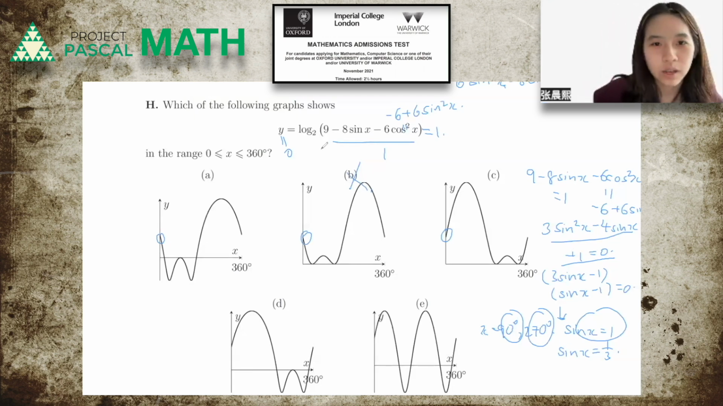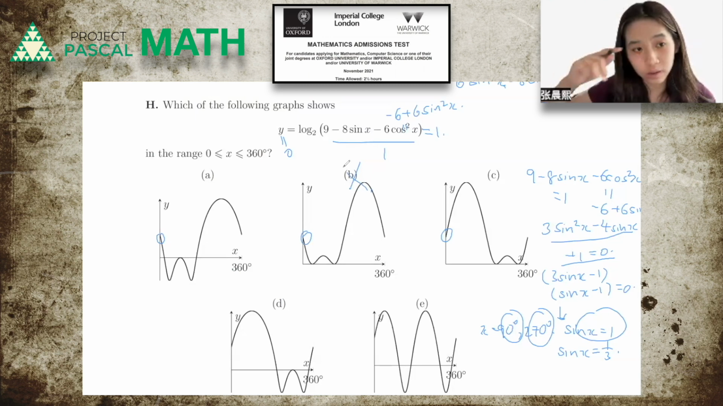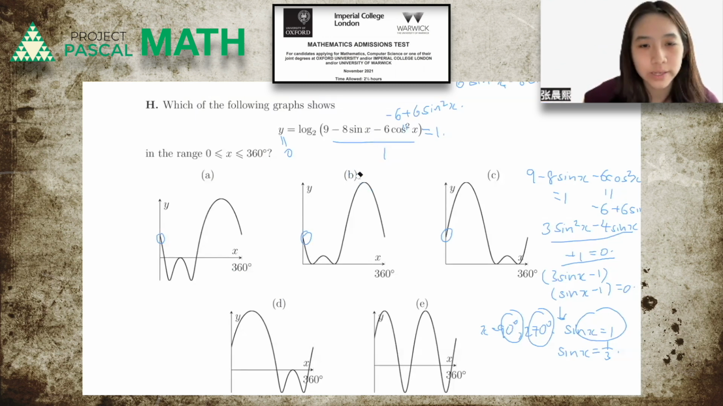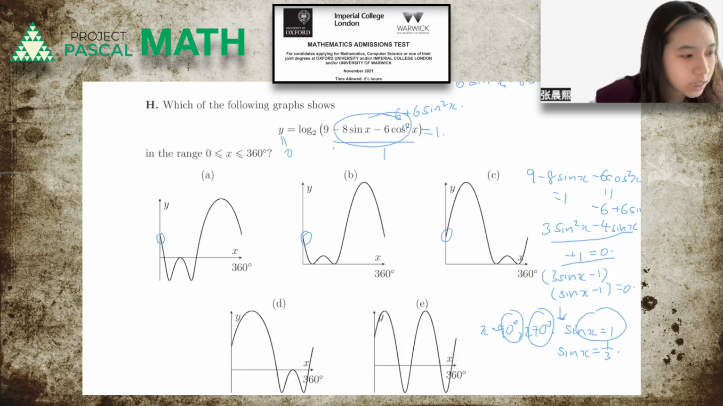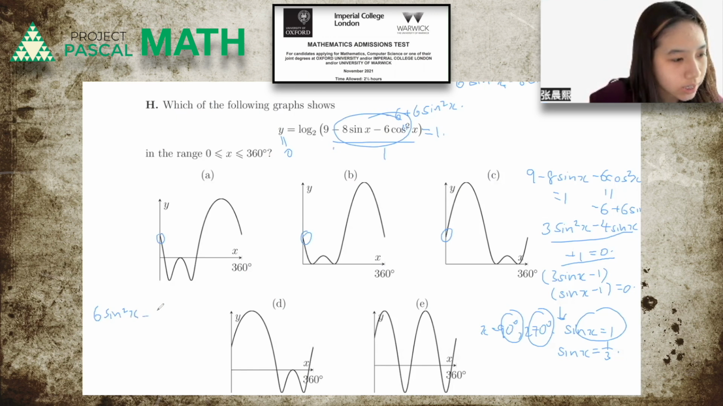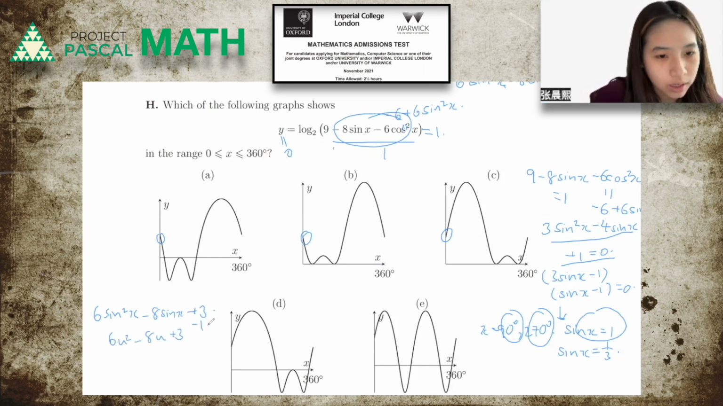And I mean it also helps to take the maximum points as well. So I'll try to consider maximum points of these. So it's equals to 6 sine square x minus 8 sine x plus 3, which is quadratic. You write it in terms of 6u squared minus 8u plus 3, whereby u is bounded between -1 and 1. So you complete the square, and it's like.